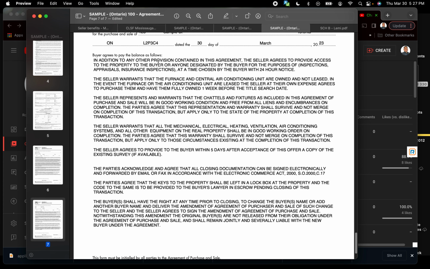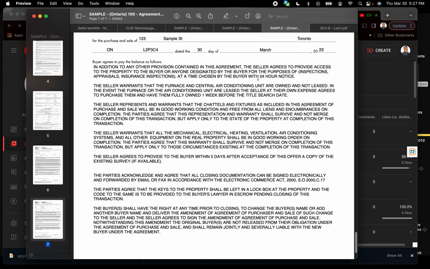Next, in addition to any provisions contained in this agreement, the seller agrees to provide access to the property to the buyer or anyone designated by the buyer for the purposes of inspection, appraisal, insurance inspection at the time chosen by the buyer by 24-hour notice. So, let's say the bank requires an appraisal for the property in order for you to receive financing, the sellers should be able to allow us to do this.